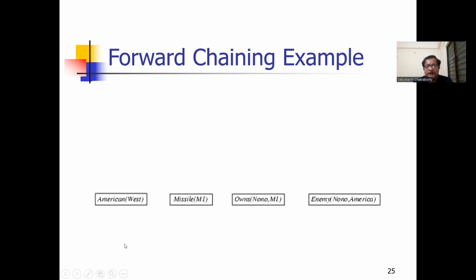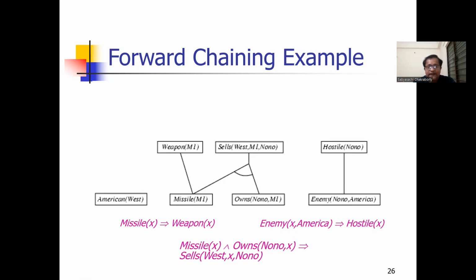So these four known facts you are starting with. Basic known facts. Basic data. West is an American. M1 is a missile. Nono owns M1. And Nono is an enemy of America. We are starting with these. Next step. If I combine these two, M1 is a missile and Nono owns M1, by the AND connective, that curve represents the AND connective. So if I combine these two, what does it lead to?